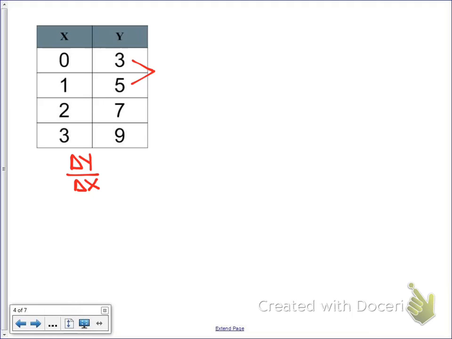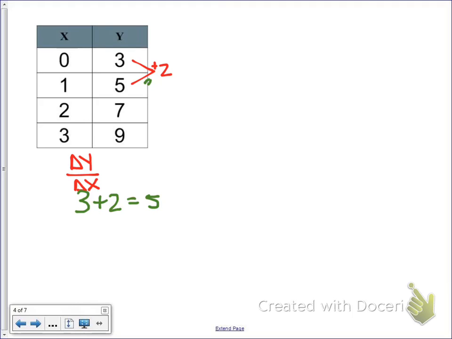So how do I get from 3 to 5? What's the change, or what's the difference? It looks like I have to add 2 to get there, because that makes sense, right? 3 plus 2 equals 5. So the change in the y value is 2.